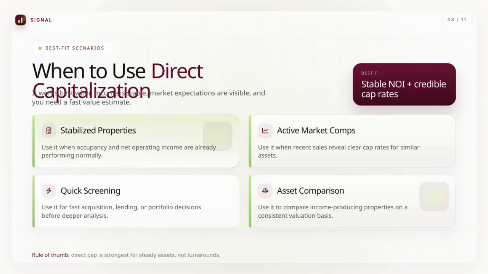Direct capitalization works best in situations where the property's income stream is stable and market conditions provide clear, reliable capitalization rates. Essentially, this method shines when you need a quick, straightforward estimate of value without diving into a more complex analysis. For best fit scenarios, we look at properties with stable net operating income. These are typically stabilized assets where occupancy rates and income levels have normalized. Using direct capitalization in these cases gives you a credible and efficient way to gauge value.